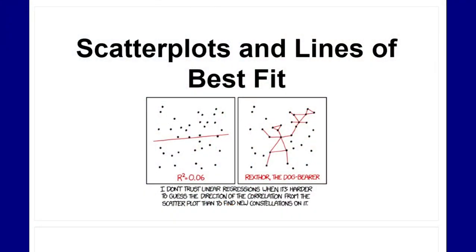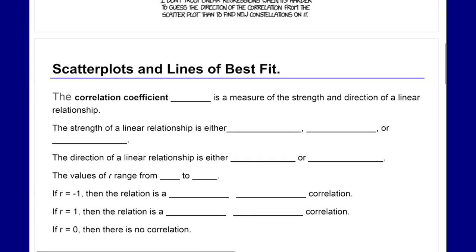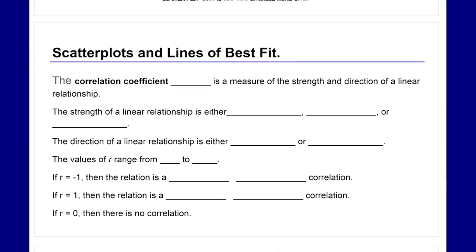In today's lesson, we are going to be looking at scatterplots and lines of best fit. So this is our second lesson in our mini data management unit. We're going to be looking at a specific type of graph, and we're going to be looking at modeling our data. So looking at scatterplots and lines of best fit.